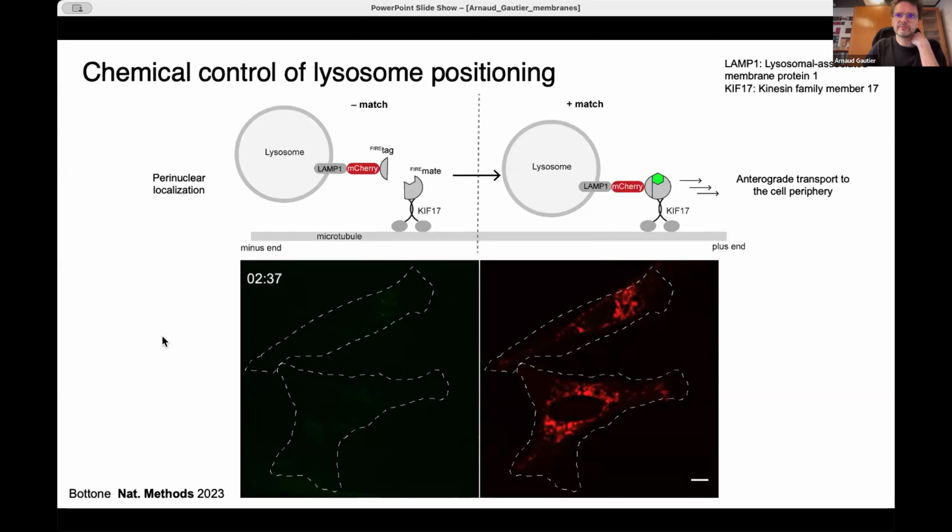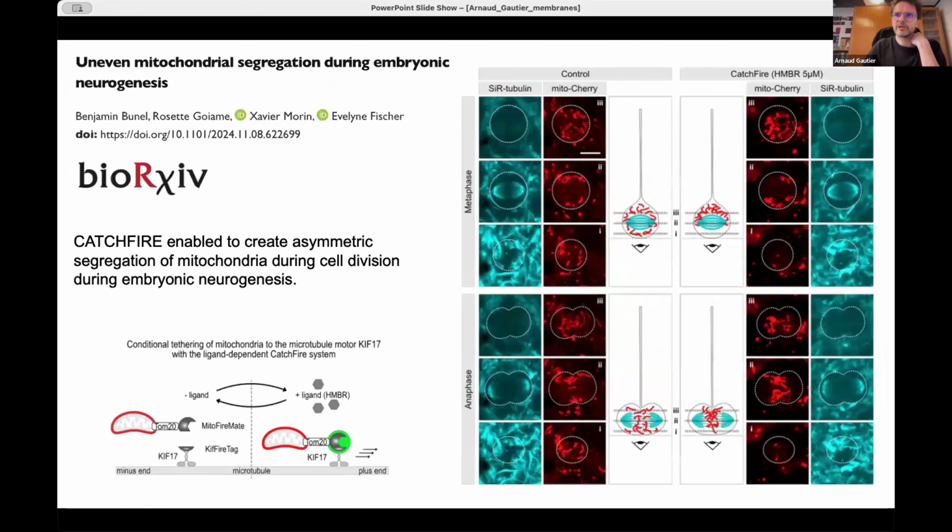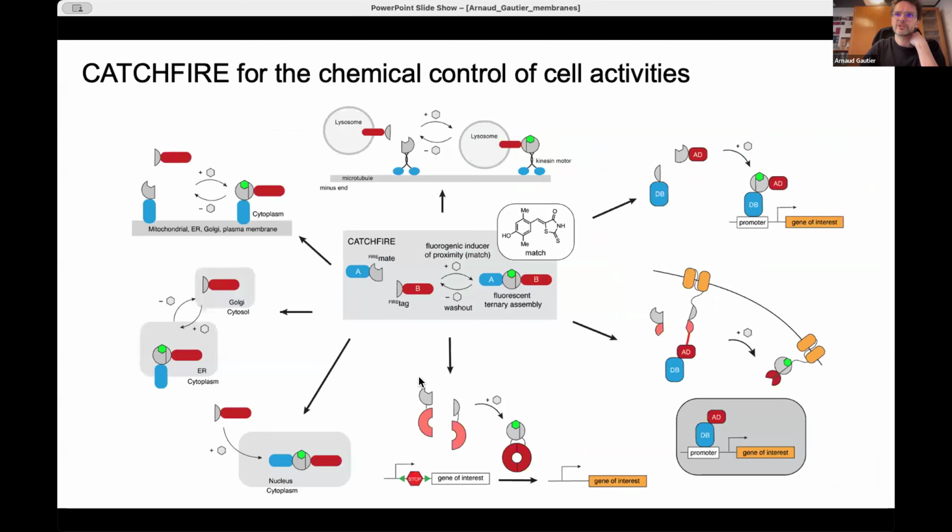I will skip this part because I'm a bit late. I just want to show you that we could develop this technology, CATCH-FIRE, that allows us to control different kinds of cell activities: protein localization, protein transport, protein secretion, and organelle positioning. We also have a new story that will be submitted soon, where we control other types of biological processes, including gene expression, gene recombination, and others.